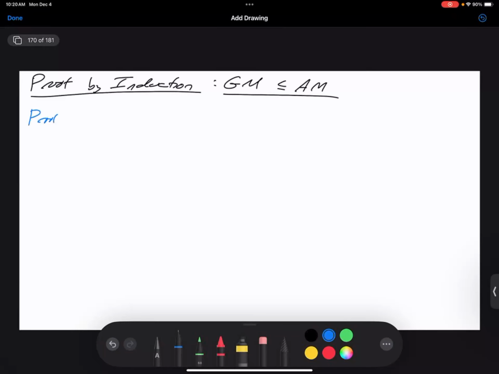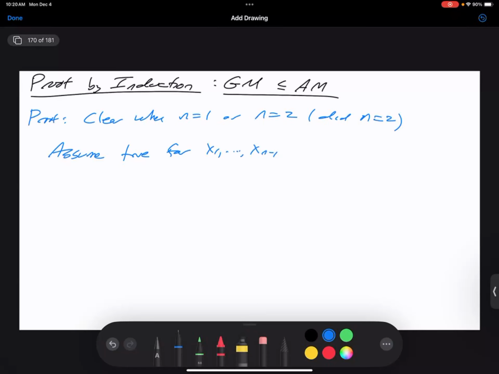Okay, so again, we're trying to show the geometric mean is less than or equal to the arithmetic mean. Proof. It's clear when n equals 1 or n equals 2. We did n equals 2. So assume true for x1 through xn minus 1 greater than or equal to 0. Prove true for x1 through xn greater than or equal to 0. So we can assume whenever we have n minus 1 objects, it's true.